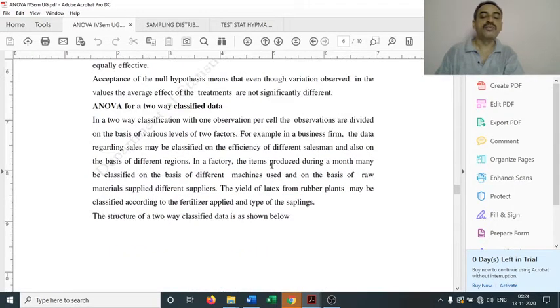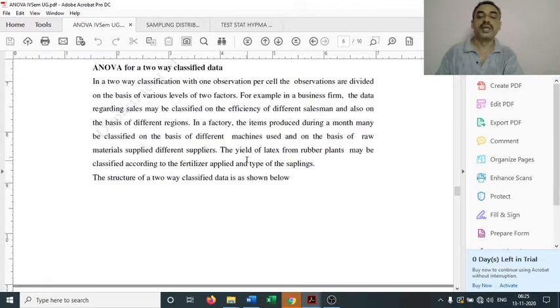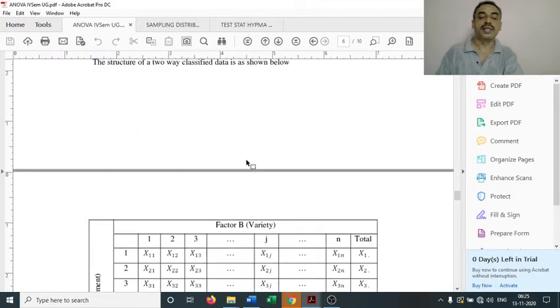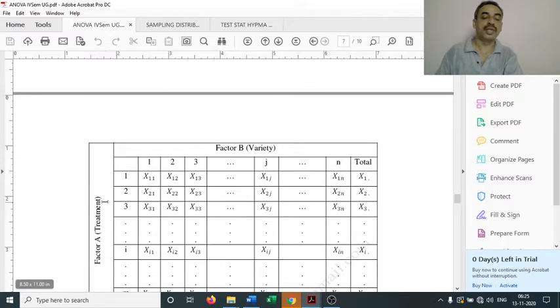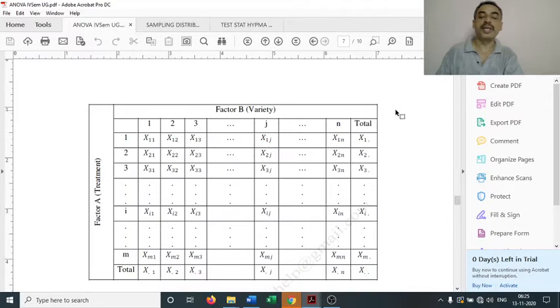Next is ANOVA for two-way classified data. It's a slight extension of one-way classified data into two-way classified data. Here, the difference is we consider two separate factors which influence the variation in the observations. One is treated as the treatment and the other is considered as the variety. So factor A is the treatment and factor B is the variety. That will be an m by n table.